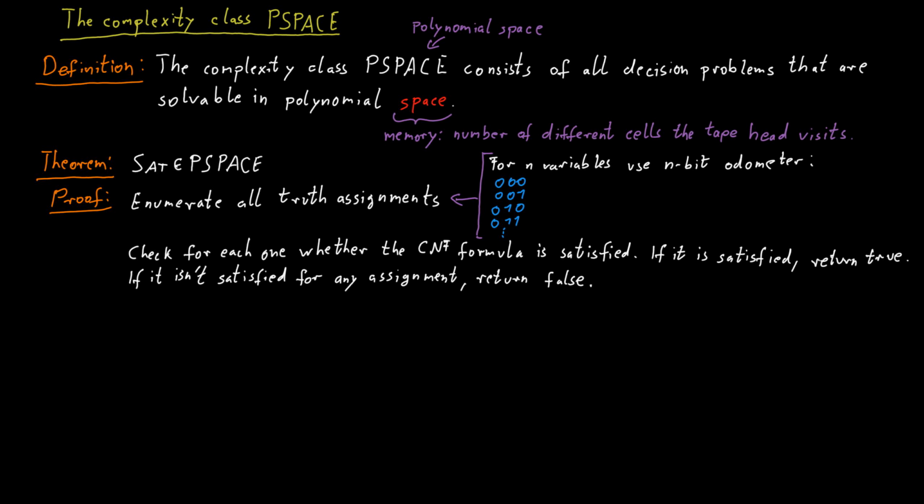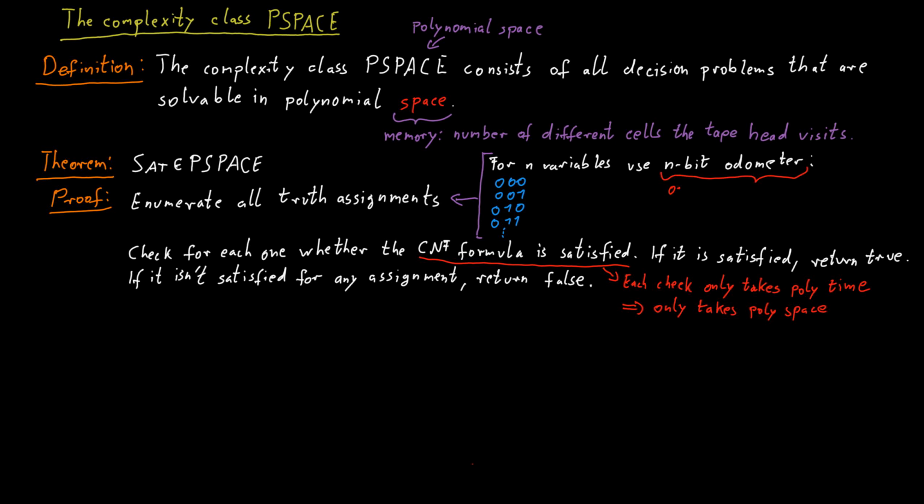And for each of these we plug the values into the formula and evaluate the formula. Now, plugging in specific values for the variables into the formula and evaluating a Boolean formula takes polynomial time. So each of those checks can be done in polynomial time. Since they can be done in polynomial time, they can also be done in polynomial space using the same algorithm.